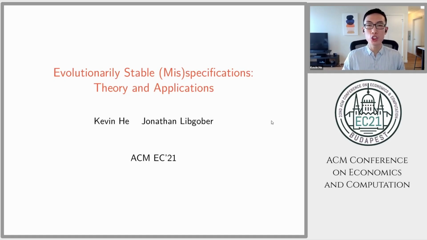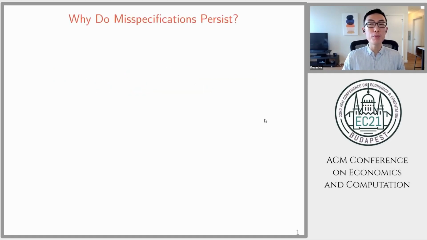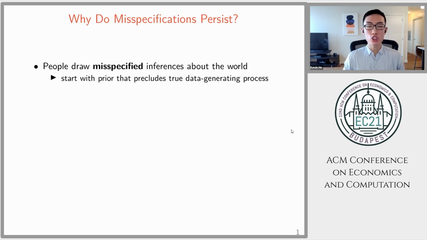This is joint work with Jonathan, where we ask, why do misspecifications persist? In a lot of economic situations, people draw misspecified inferences about the world. By that, I mean they start with a prior belief that rules out the true data generating process. For instance, there's by now a large literature in behavioral economics that documents various biases and mistakes. When people reason about an aspect of the environment under one of these biases, they're engaging in misspecified learning.